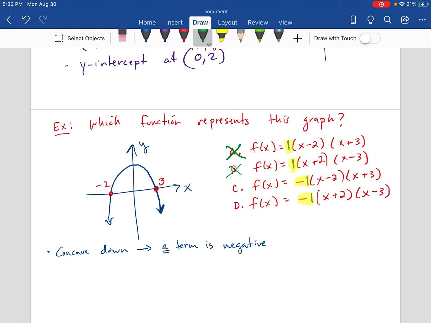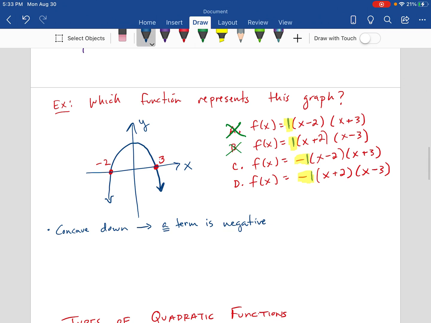Okay, so to figure out which one it is, I need to use those points that they cross next. So my next step, I am looking at my x-intercepts. So the x-intercepts are at x equal to -2 and x equal to 3.